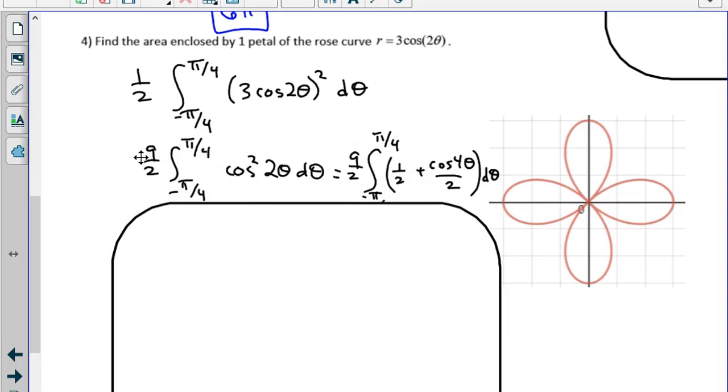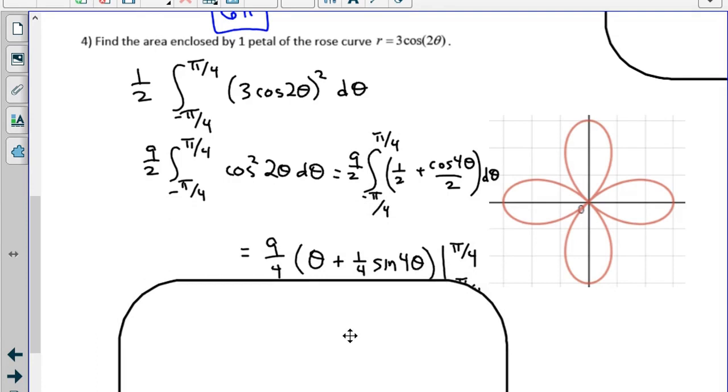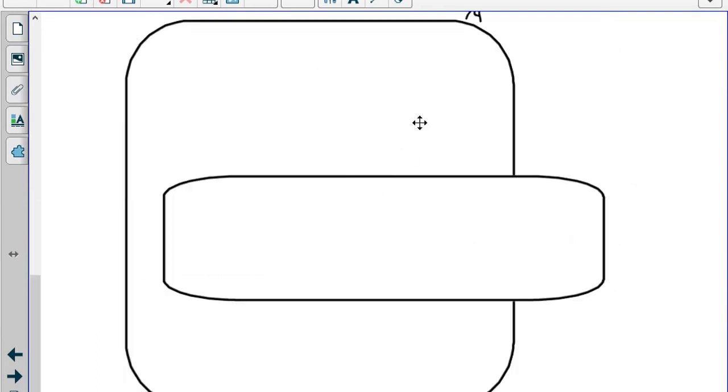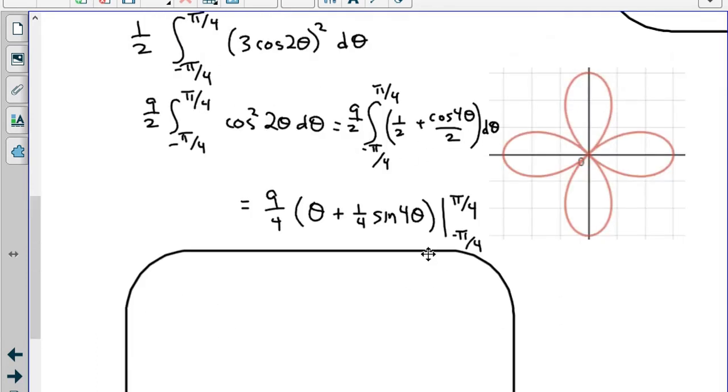So 3 squared is 9. I'm moving the 9 out. I'm using cosine squared of 2 theta, and I'm using an identity for that. And then I'm going to move the 1/2 out. So that's how the 9/4 is going to start showing up. After I move this 2 out, it's 9/4 times 1 plus cosine of 4 theta. That's where that comes from.